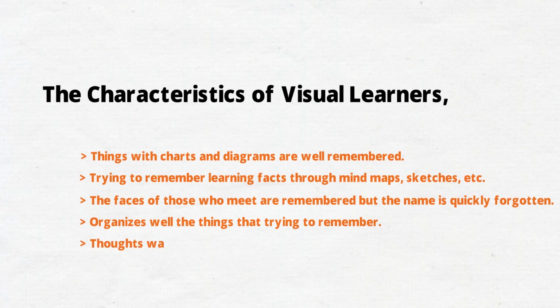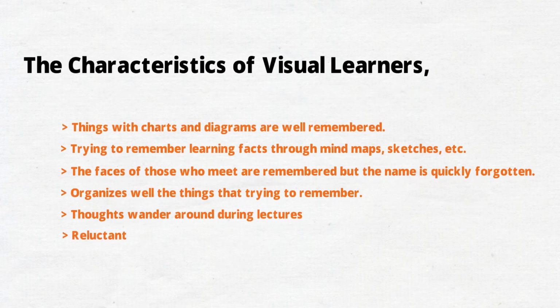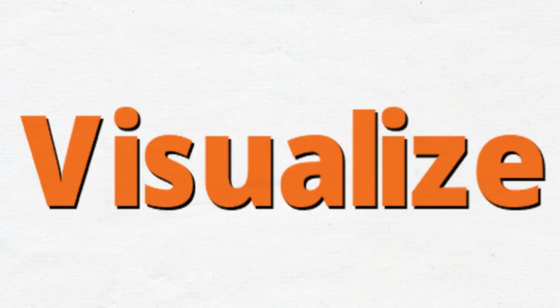Their thoughts also wander during lectures. They are reluctant to talk much. Often, they are also reluctant to speak in front of a crowd. When they want to learn something, they read about the topic and try to learn by visualizing it. Now I think you have a rough idea about visual learners. If you are a visual learner, now we are going to talk about strategies, tips and tricks for visual learners.